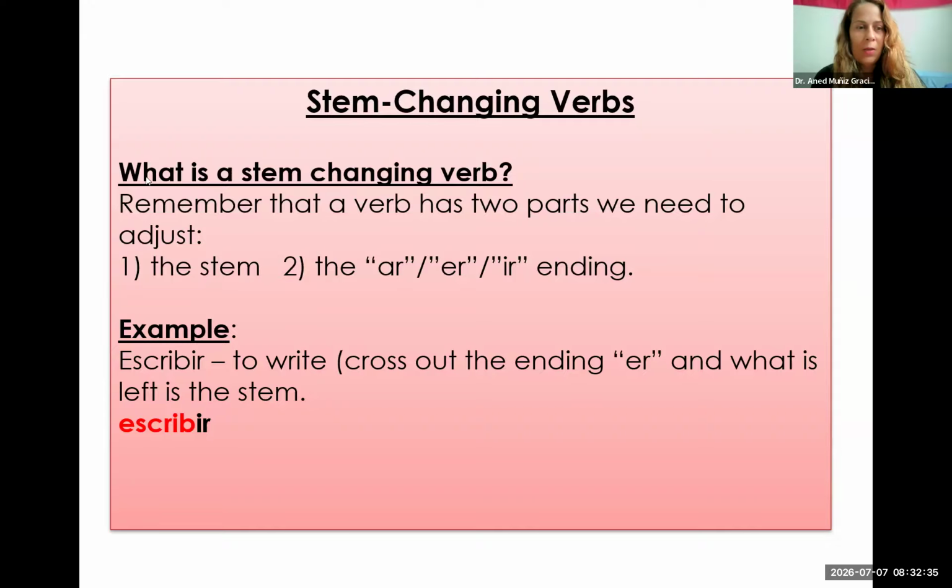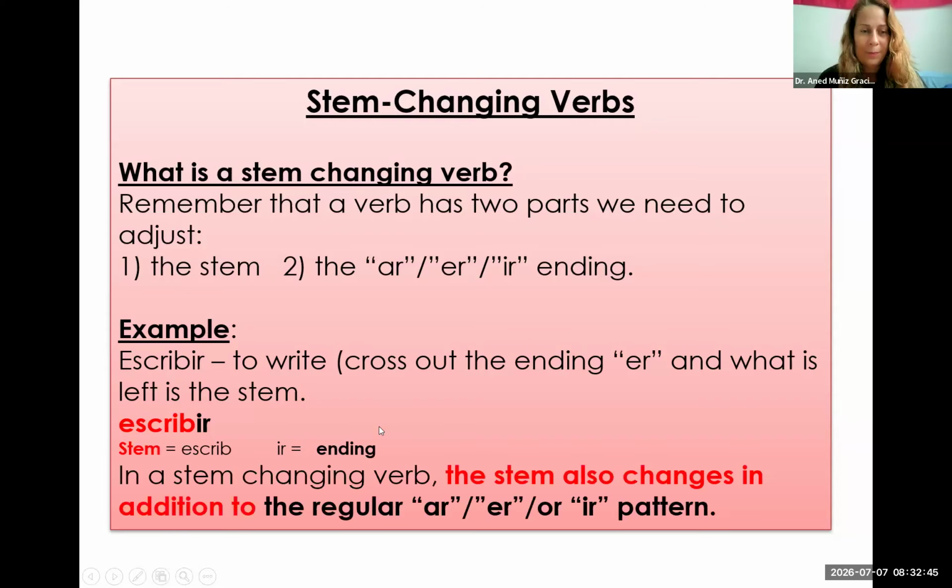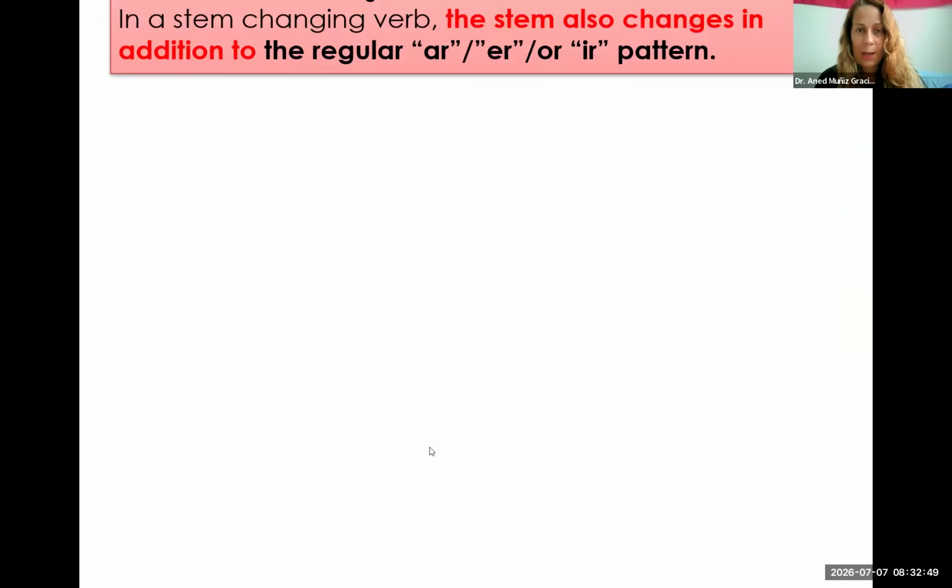So, bien. This is an example of what the stem is, right? Escribe, or the root of the verb, and the ir will be the ending. And this is a regular verb, as you know. So what happens? Let's get right into it.